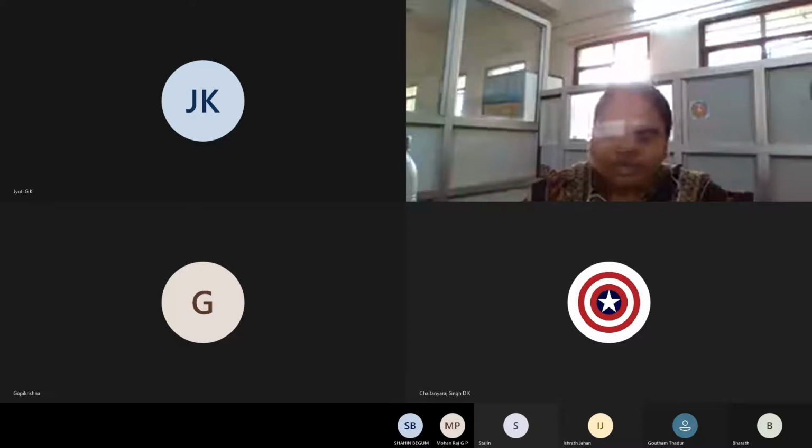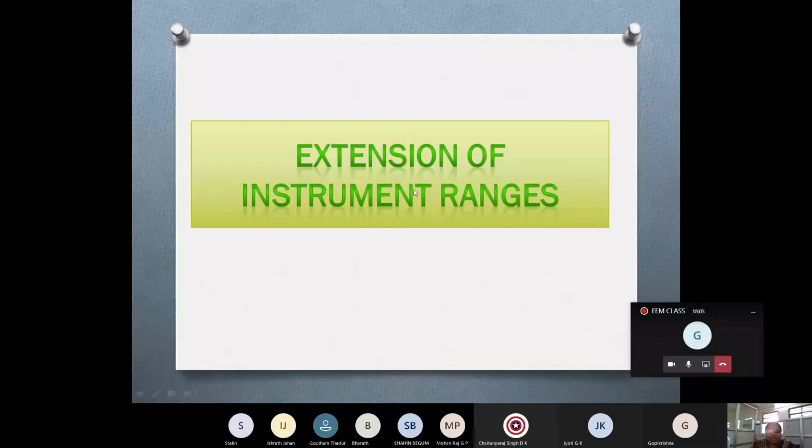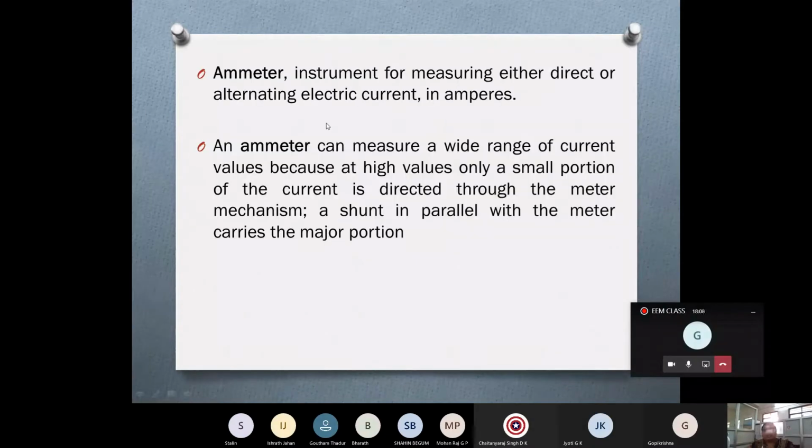Okay, next topic is an extension of instrument ranges. The first is in terms of ammeters and also in terms of voltmeters. When I'm going for ammeters, this is the instrument for measuring either direct or alternating electric current in terms of amperes.